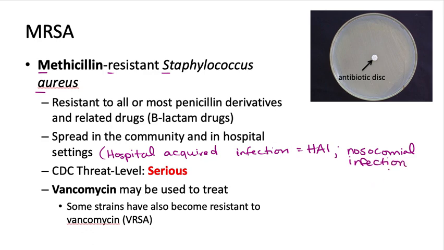Other types of antibiotics can be used to treat MRSA infections. Some of these options might include tetracycline or clindamycin, vancomycin, or sulfa drugs. Vancomycin is probably the most potent of those, but some strains of MRSA are also resistant to vancomycin, and so we call them VRSA for vancomycin-resistant Staph aureus.